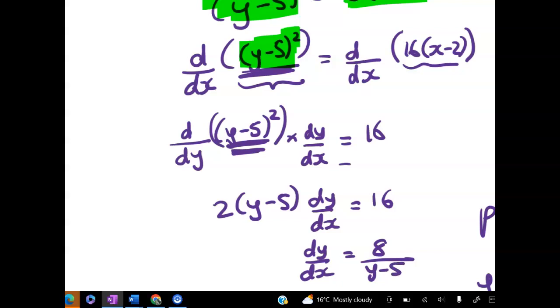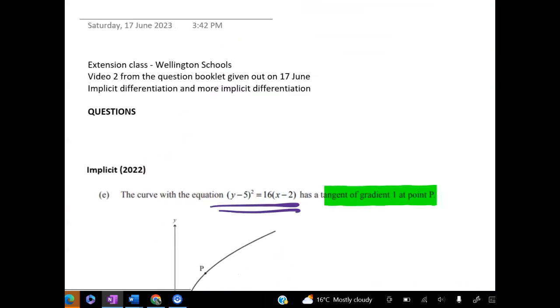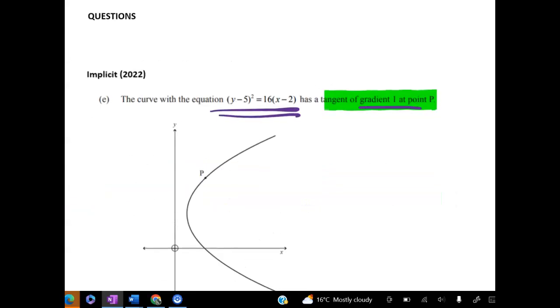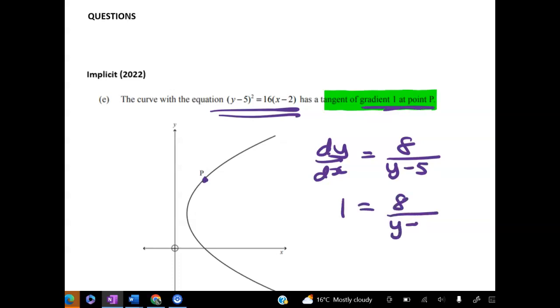Now we were told in the question that we're interested in the point P, where the tangent has gradient 1. So far we've worked out that dy/dx is equal to 8 divided by (y minus 5). We're now going to figure out where the gradient is going to be 1. So we get y minus 5 equals 8, y is equal to 13.